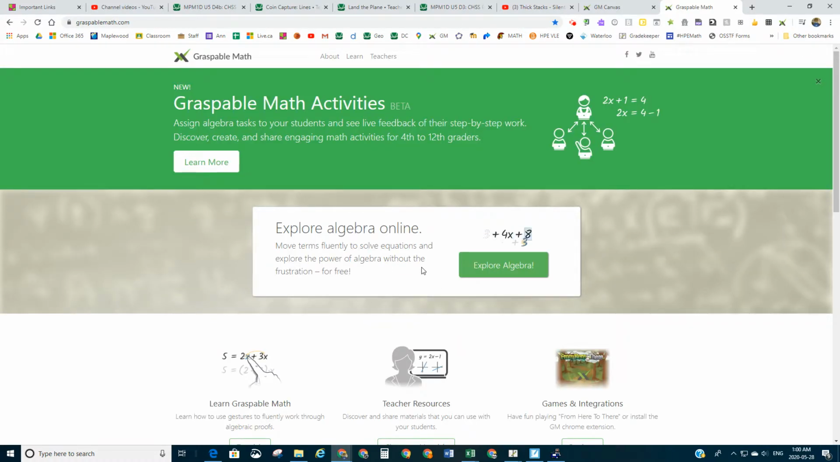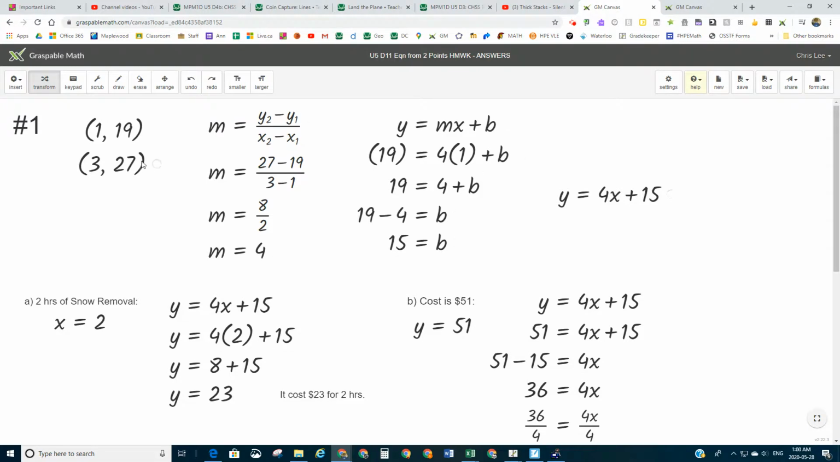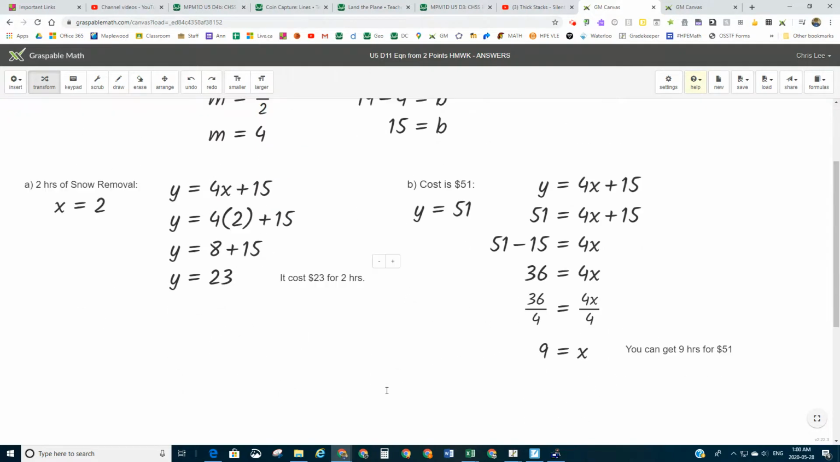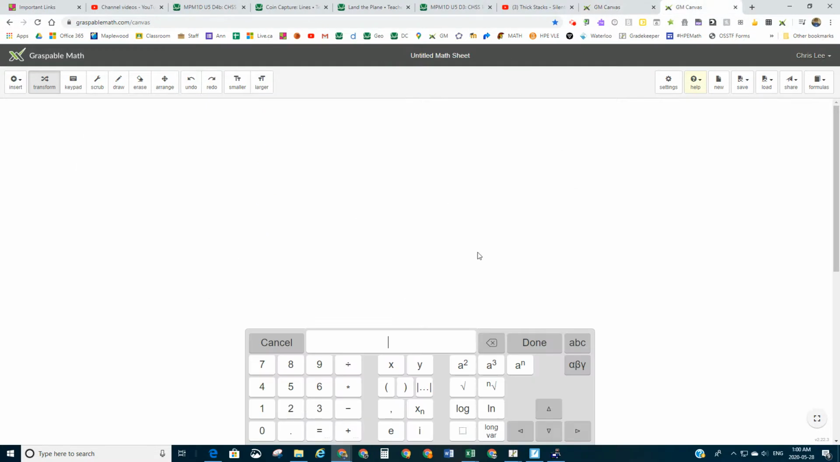Oh, there you go. Graspable Math, explore algebra, and you can get a blank canvas and go insert equation and start writing away. Okay. And if you feel really comfortable with it, there are all the steps that you would do, right? There's your points. There's your slope. There's your subbing your slope in and your point to get your y-intercept. There's your equation. And then answering your questions, substituting x, substituting y, and even writing out the equations. I am not expecting you to do this, but if you feel really comfortable and think you can do it from a blank canvas, then you're welcome to do that and send me the link.